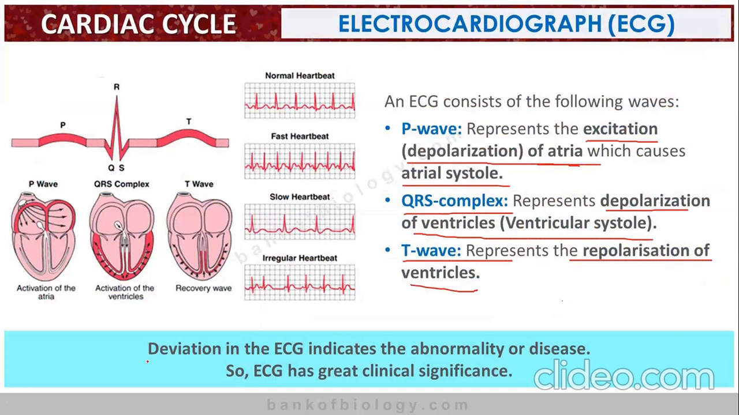The deviation in the ECG indicates that there is some abnormality or a disease that is concerned with the heart functioning. So to put it in simple words, the ECG has great clinical significance when it comes to heart diseases.